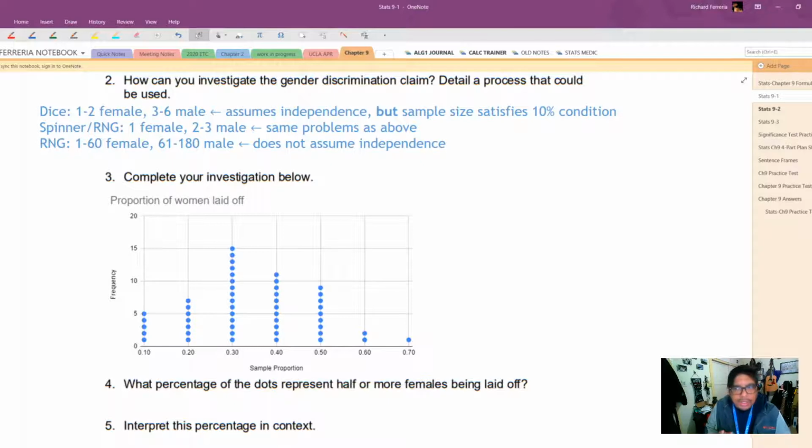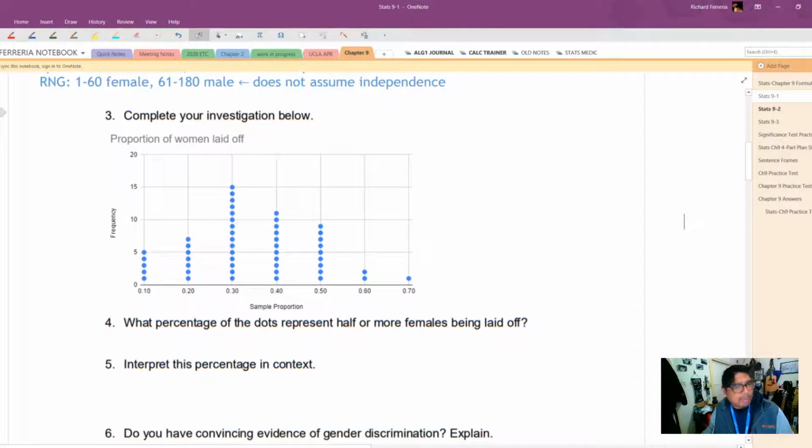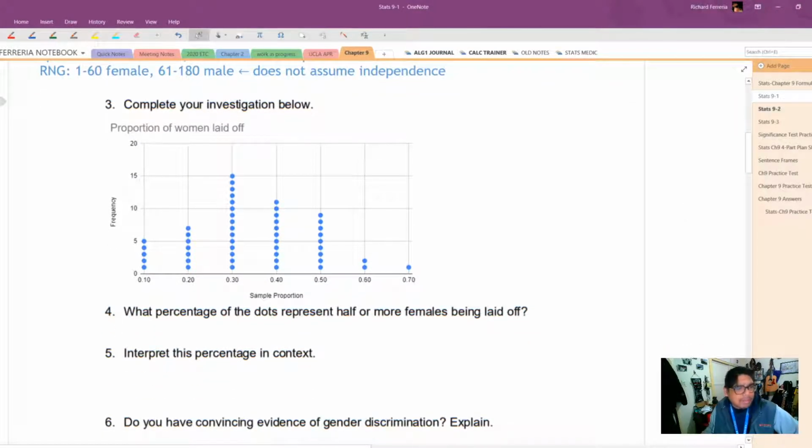Okay, I've changed the title here to be proportion of women laid off of the company. I thought that would be a little better. So what percentage of the dots represent half or more of the females being laid off? Now we're saying half or more because we're concerned that there was discrimination. And if there's discrimination, that means the number that we got, 5 out of 10, 50%, or something greater than that would have happened in our simulation. So that's why half or more, 0.5 or more.